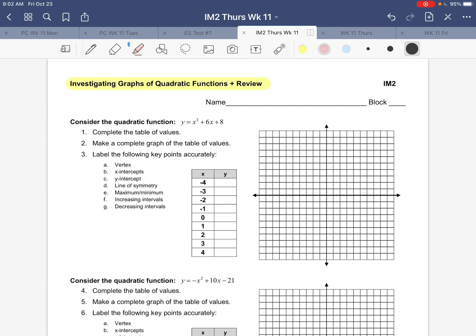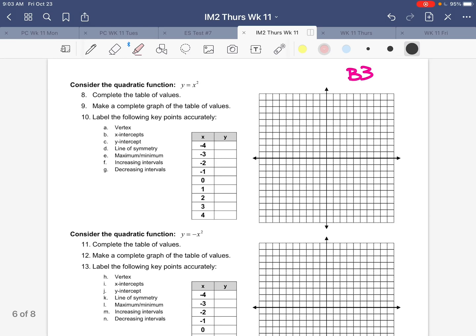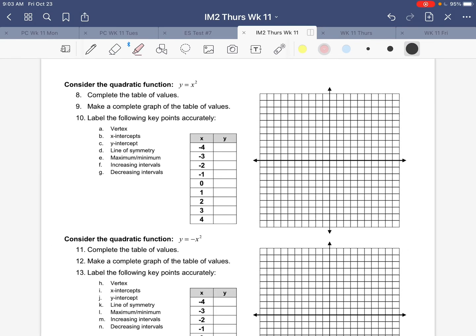So today we're going to be graphing these by hand the long way and learning a lot of vocabulary. So what's a vertex, your intercepts, a line of symmetry, a max or min, and increasing and decreasing intervals. We're going to just take our time on these, labeling all of this information so that you are familiar with all of these terms.